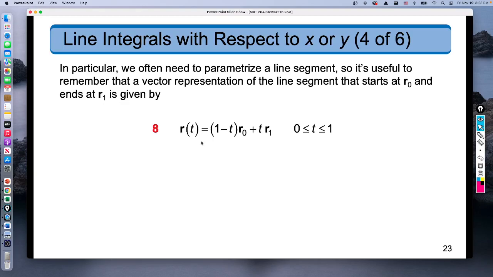One thing that is helpful is, since we are going along a line segment, we can remember that any function along a line segment from R0 to R1, so going from some beginning point to some point 1 down the road, can be parameterized in terms of t by 1 minus t times R0 plus t times R1, and just letting t go from 0 to 1, and then that gives you the parameterization for that function.